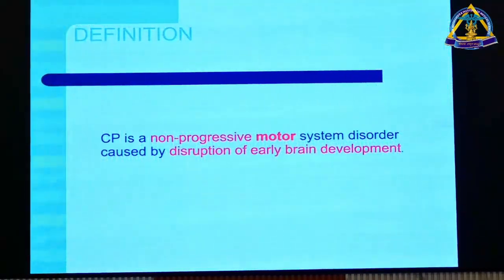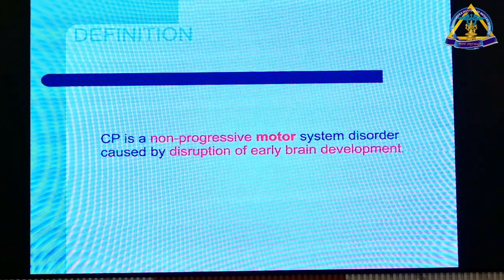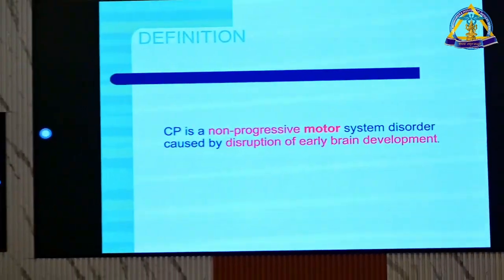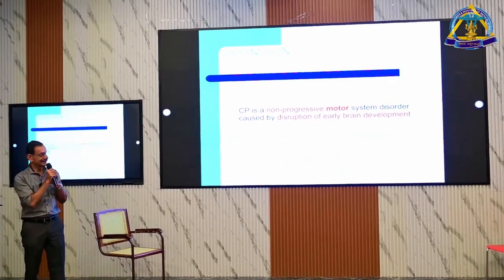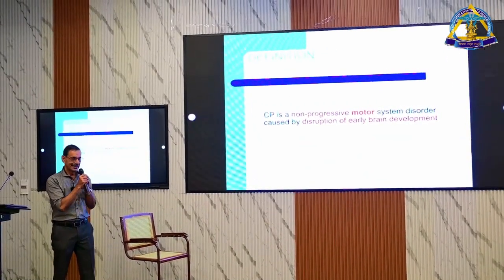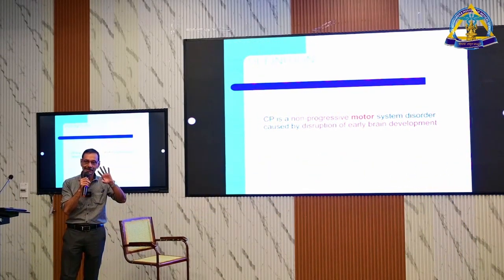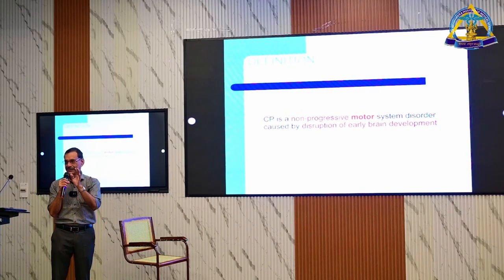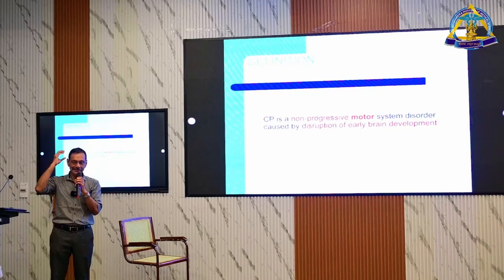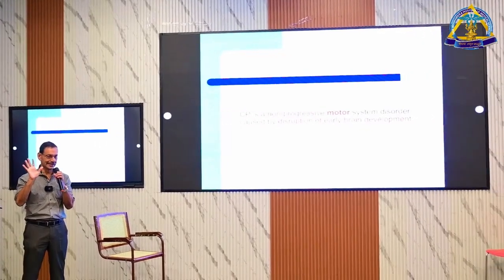What is CP? This is one question that they'll invariably ask you in exam. There are so many definitions, but it is very simple. There are 2 or 3 components only. One, it is a non-progressive disorder. Second, it is motor. And third, it is due to disruption of brain development during the developing stage of the brain. Is it very clear? Definition of CP is very simple. It's non-progressive. That means you have an insult, and that insult will not progress. So that is a stable injury.